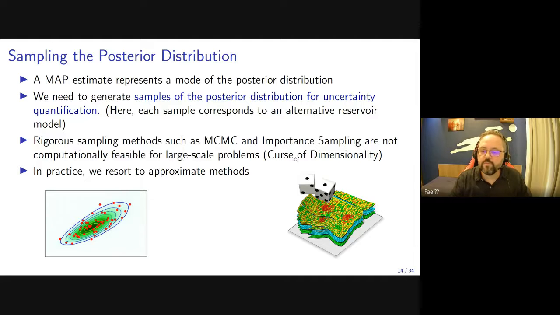But they suffer from the curse of dimensionality, which means that if I have a high dimensional problem, like reservoir modeling, or a high number of data points, they're going to require too many evaluations of the forward model to get a reasonable sampling. And when I say too many, I mean millions of simulations, which is not possible unless you replace your simulator by a proxy, a surrogate model that runs really fast.